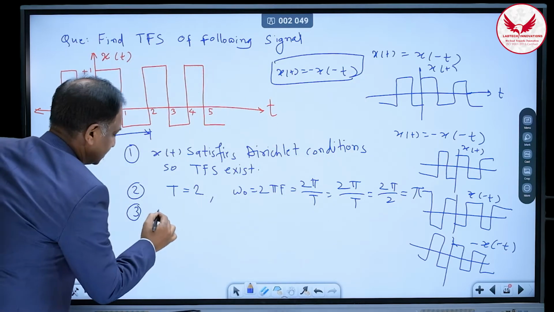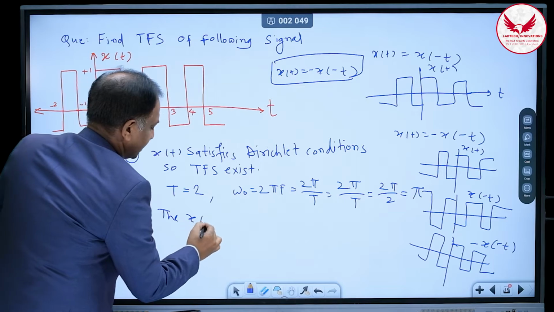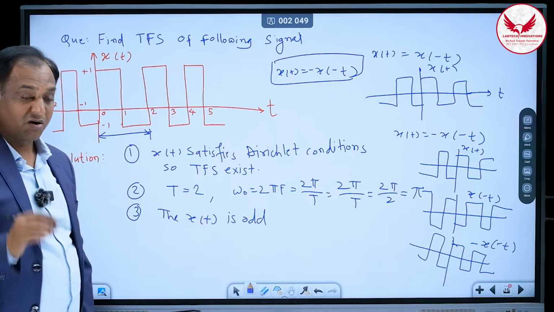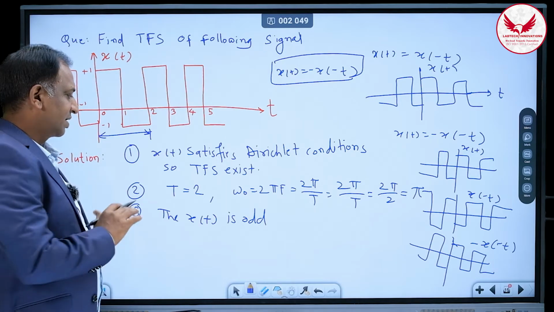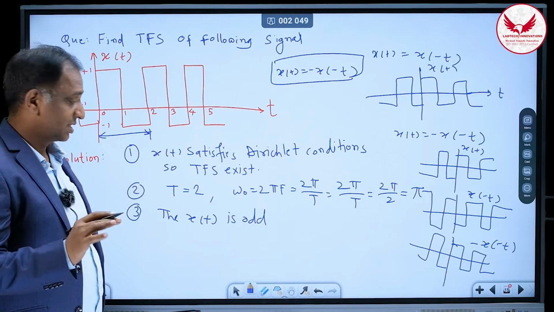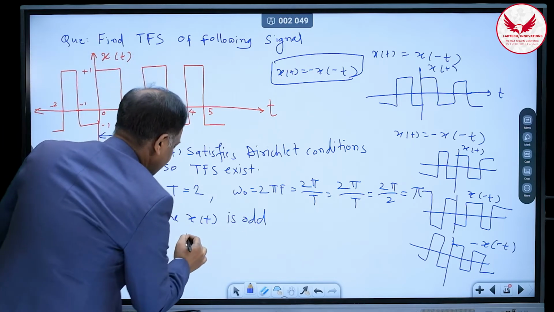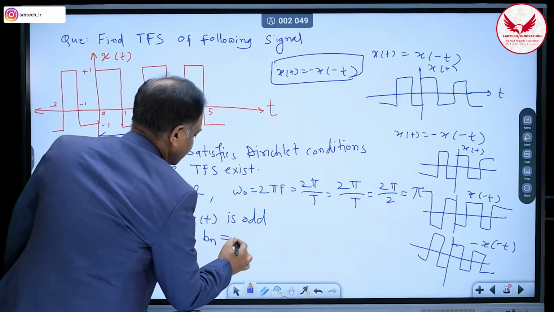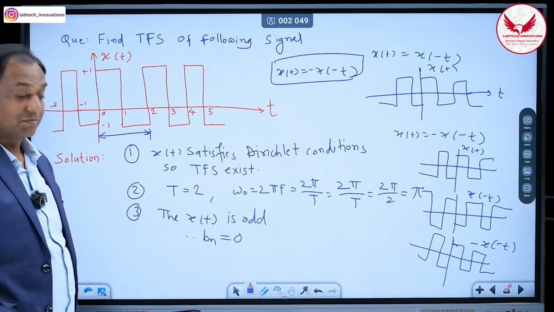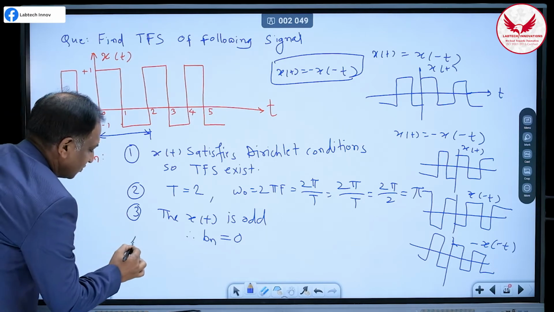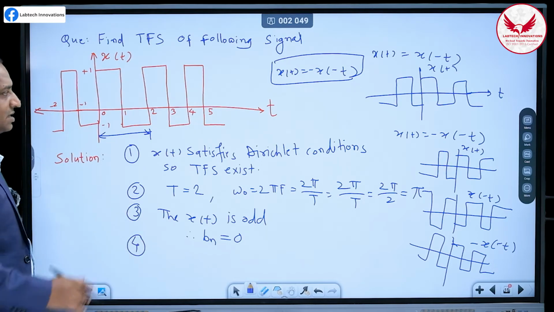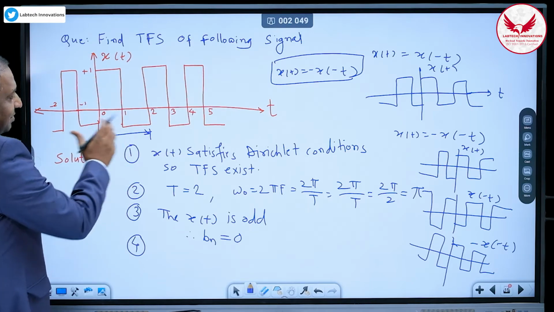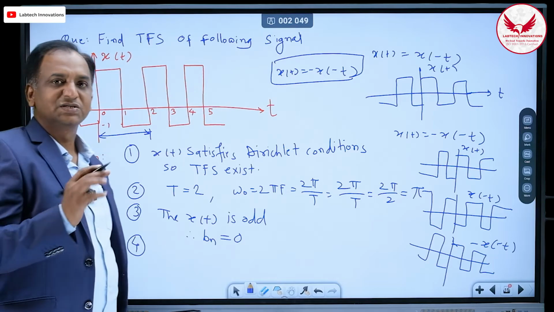So you can write that x of t is an odd function. For an odd function, the Bn coefficient is associated with it. Therefore, you can write that the signal is odd, and the trigonometric Fourier coefficient Bn is equal to 0. There is no need to calculate Bn. That is the third step. The fourth step is to find the DC value, that is A0. I told you if there is an equal positive and negative half cycle for one complete period, then the coefficient A0 is always 0.